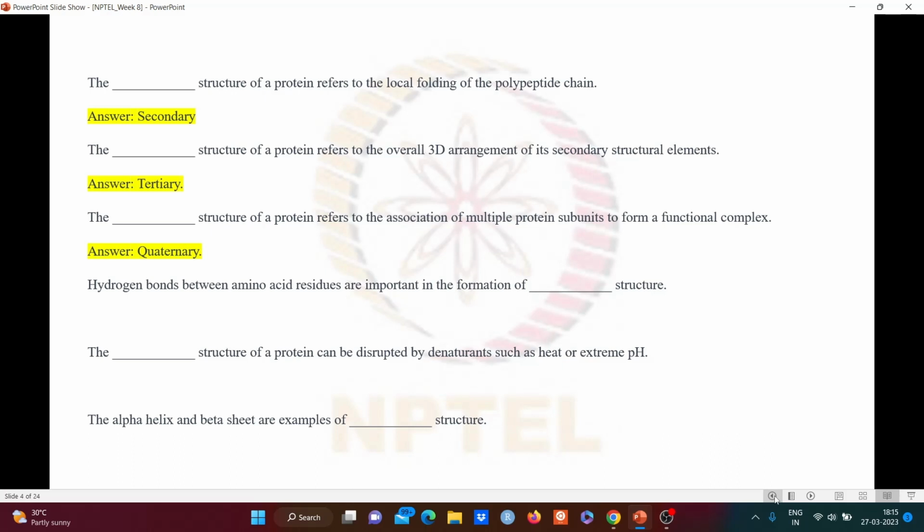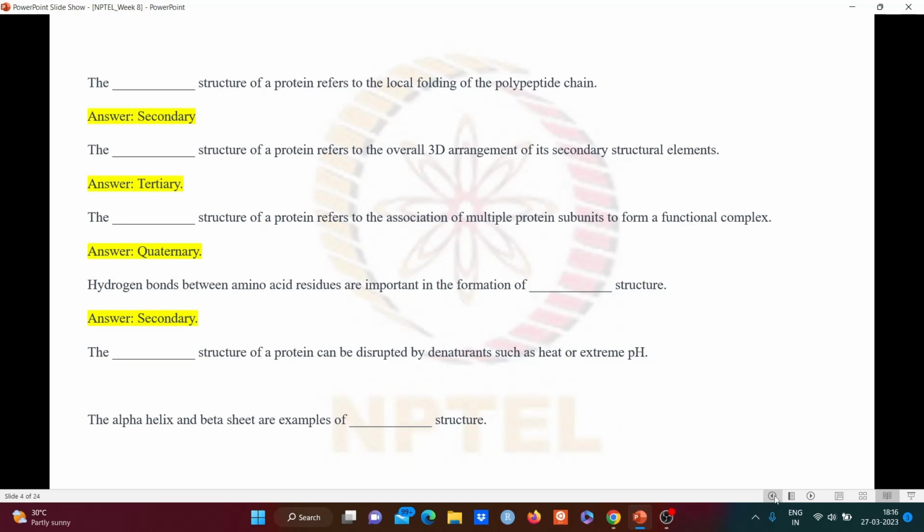Okay, here is the fourth one. Hydrogen bonds between amino acid residues are important in the formation of what structure? Okay, any other answers for the fourth one? So hydrogen bonds between the amino acid residues, yeah, it is the secondary structure. Next, yeah, okay, I got your answers.